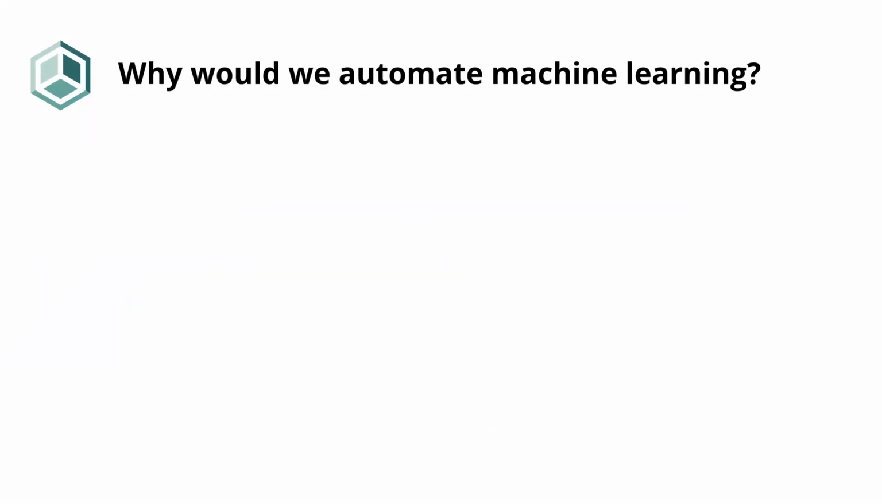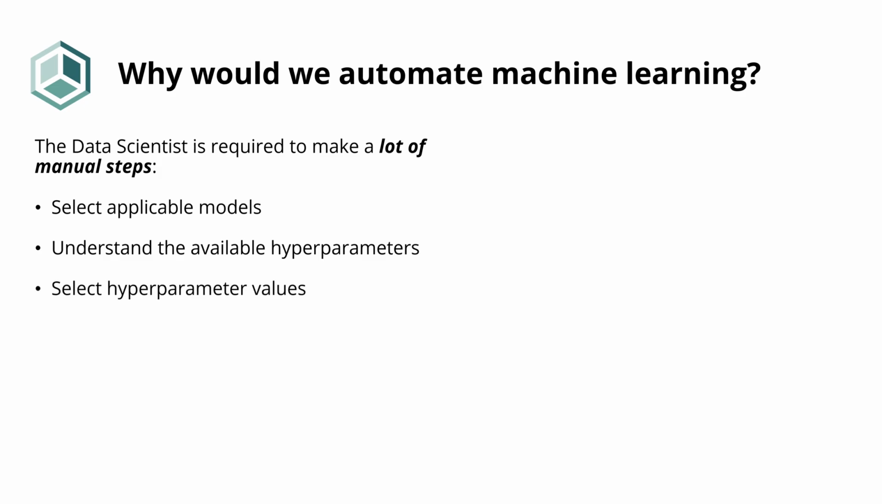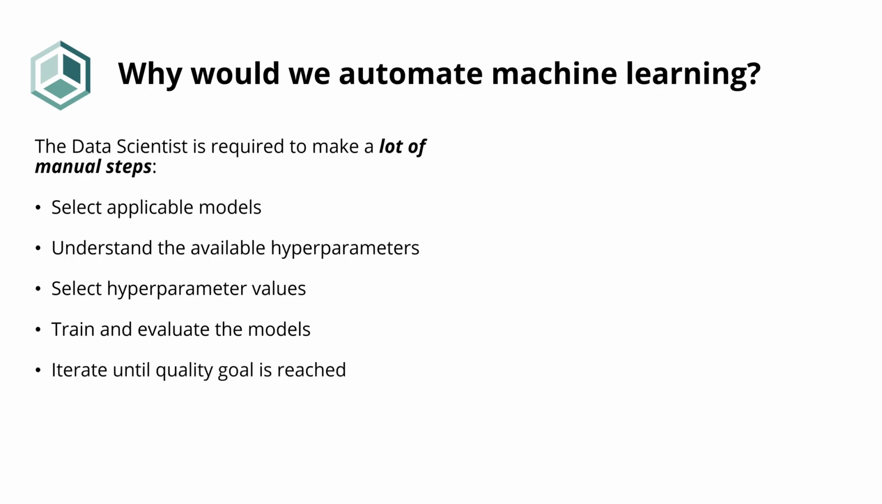Before we try to answer that question, let us expand a bit on the motivation for even trying to automate machine learning in the first place. Namely, as we mentioned, the machine learning workflow consists of many steps which are most often performed manually by the data scientist. These steps include selecting models which are applicable to the problem, for each model understanding the available hyperparameters and the valid ranges of values we can assign to them, selecting values for hyperparameters and assigning them, training and evaluating the models, which is often a particularly time-consuming task, and then we need to iterate on this process until we reach some desired quality of our model.